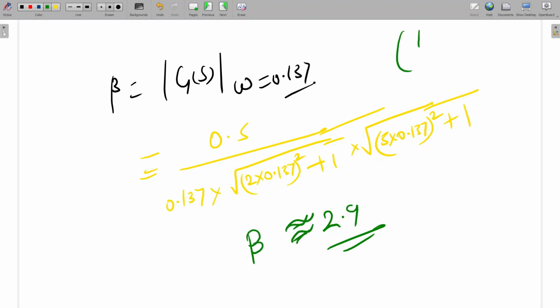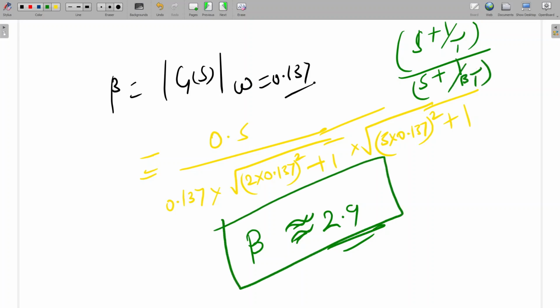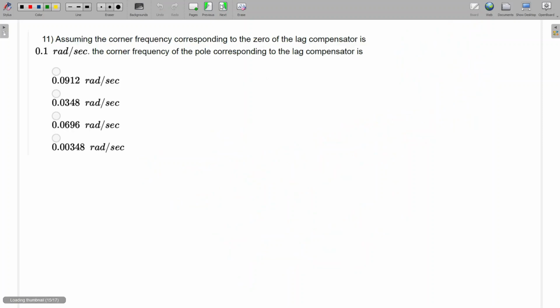The lag compensator is s plus 1 by tau divided by s plus 1 upon beta tau. So beta we have calculated, beta is equal to 2.9. Is it clear to all? Any doubt, you can ask. Yes, sir, no doubt. Okay, next question. So already we know the beta value.